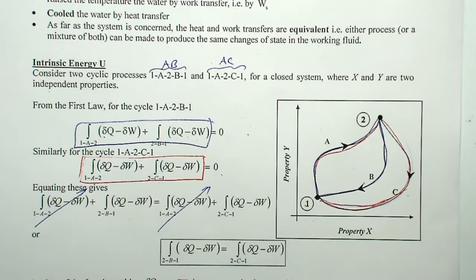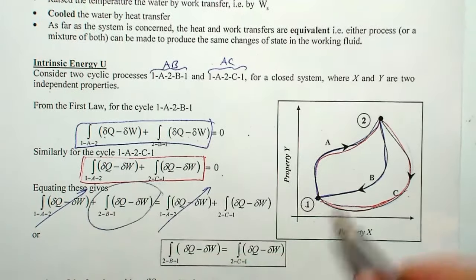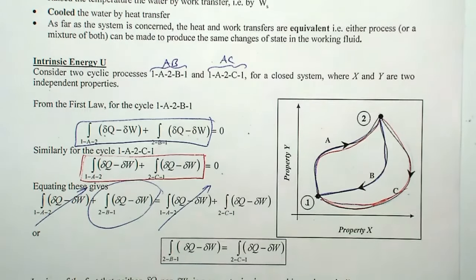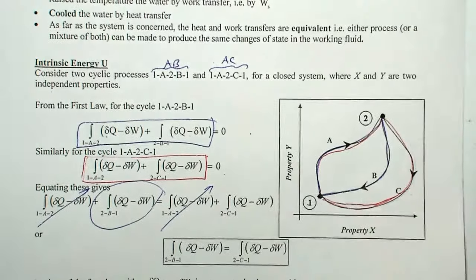And what you're left with is the fact that this, or route B, has to be equal to route C in terms of the amount of work and the amount of heat which goes into or outside of these two curves. So we also know that neither delta Q nor delta W is a property, and therefore mathematically let's just see what that means.